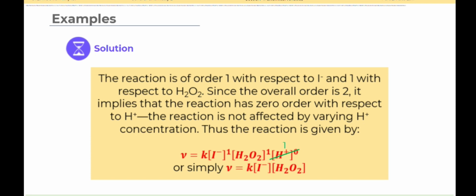The reaction is order 1 with respect to iodide and 1 with respect to hydrogen peroxide. Since the overall order is 2, it implies that the reaction has 0 order with respect to hydrogen ion. The reaction is not affected by varying hydrogen ion concentration. Thus, the rate law is given by rate equals k times the molar concentration of iodide raised to 1 times the molar concentration of hydrogen peroxide raised to 1 times the molar concentration of hydrogen ion raised to 0, or simply rate equals k times the molar concentration of iodide times the molar concentration of hydrogen peroxide.